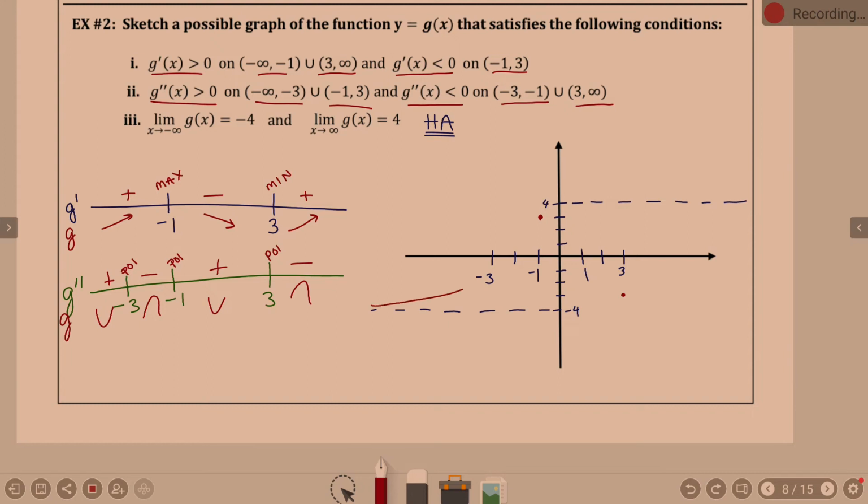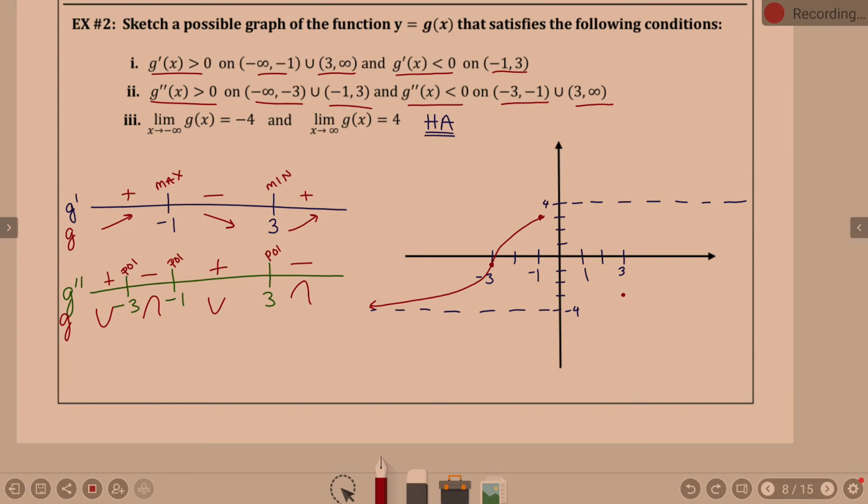So I'm going to, and the idea is, my point of inflection is not necessarily on the x-axis, but there's a point of inflection where it changes from concave up to concave down. And then at -1, I'm hitting a max. Okay? So that means after I pass through -1, now I have to start going down, right? So from -1 to 3, I'm going down.